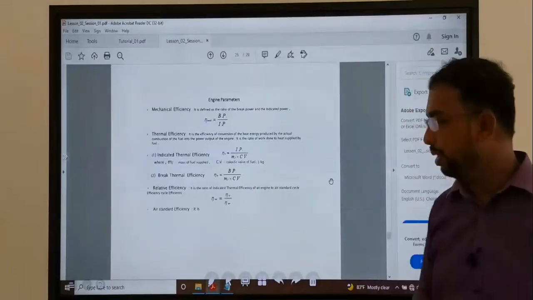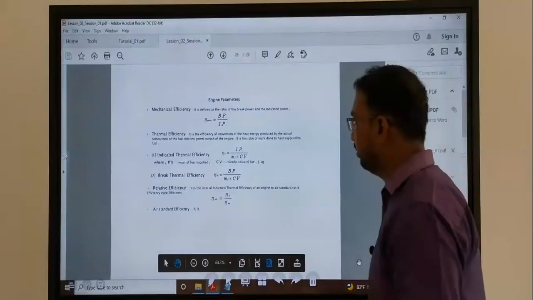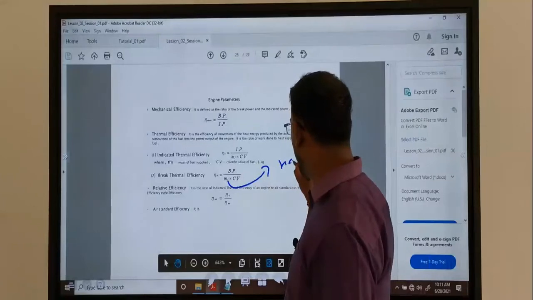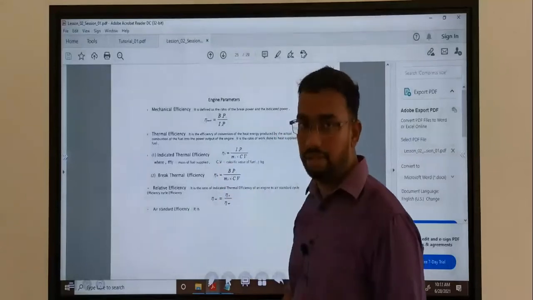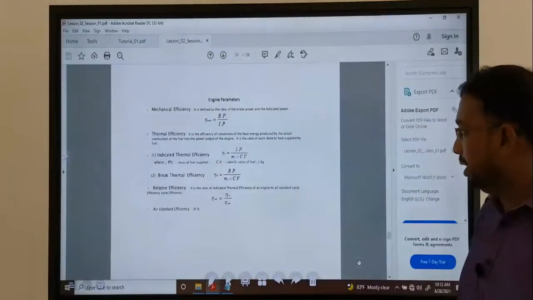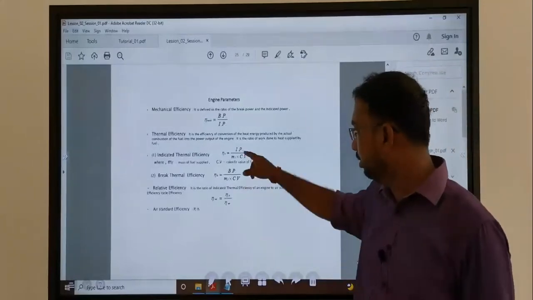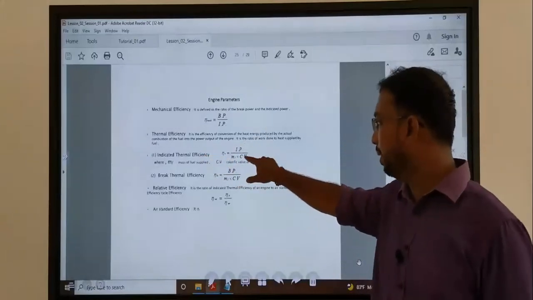The MF here is the mass of fuel consumed, in kilogram per hour. Normally this comes in kilogram per hour. When we do this question, you will clearly understand. Now you remember this equation, indicated thermal efficiency equals IP over MF into CV.